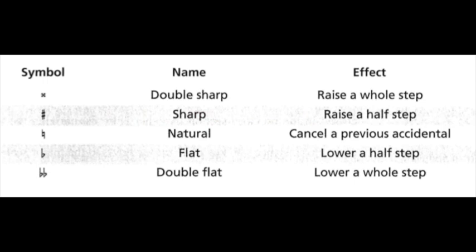So we have a double sharp, which is notated with an X. That raises a note a whole step. There is a sharp, which looks like the hashtag symbol, and that raises the note a half step. There is a natural sign, which there's not really anything else that we draw that looks like that, and it cancels a previous accidental. Then there's the flat, which kind of looks like a lowercase b, and that lowers the note a half step. And then there's the double flat, which is just two flat symbols beside each other, and that lowers the note a whole step.